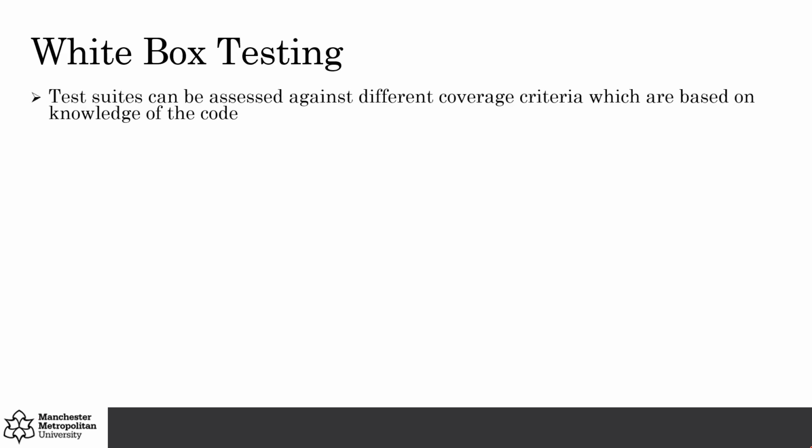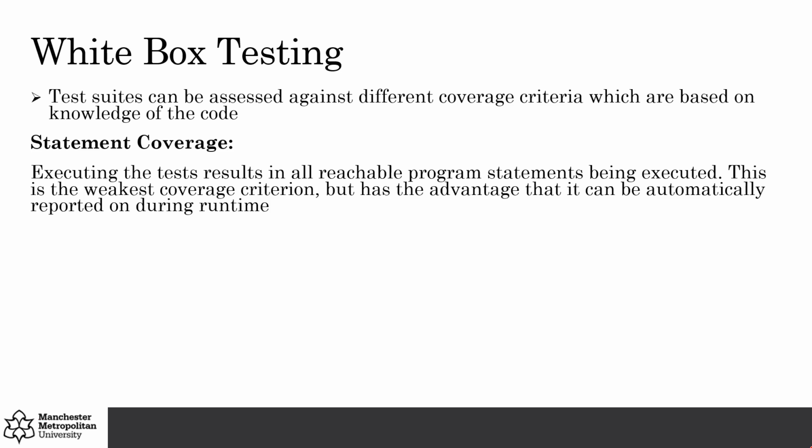So as I said before, white box testing assumes that you know the internals of the code, so you've got knowledge of the code, whereas black box testing is where you don't have knowledge of the code. So typically we can use three types of white box testing. The three that I'm going to talk about quickly are statement coverage, branch coverage, and path coverage.